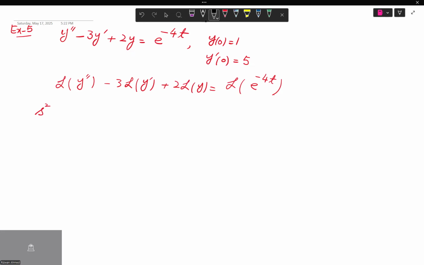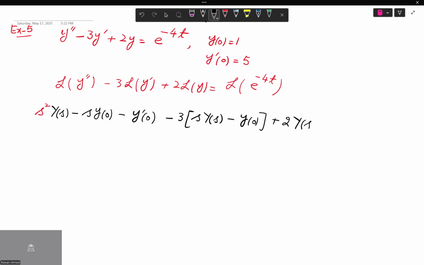So y double prime, it is the Laplace transform of y double prime. So it is s squared Y of s minus s times y of 0, the initial condition, minus the second initial condition, y prime of 0, minus 3 times the Laplace transform of y. Okay, it is s Y of s minus y of 0 plus 2 times Y of s. And on the right hand side, it is 1 over s plus 4.